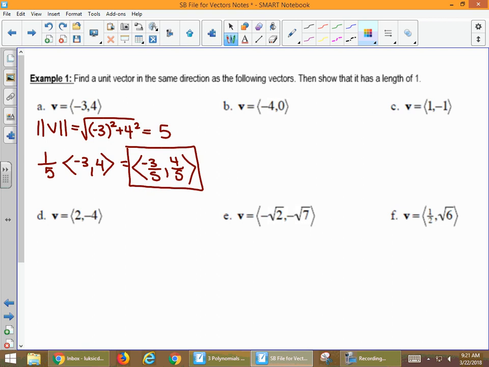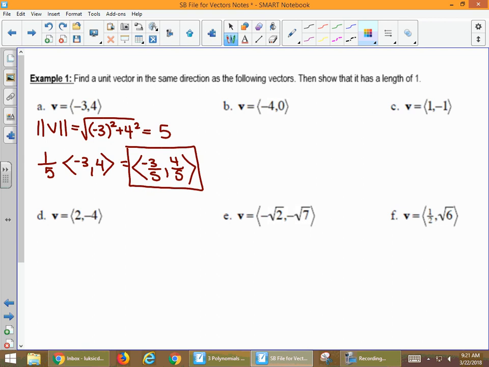There's your unit vector. Want to make sure it's a unit vector? I actually used to have this in the notes. If you find the magnitude of this guy, it's 1. If you do negative 3/5 squared plus 4/5 squared and take the square root, you get 1. So that's a way to double check that you really have shrunk your vector down to a unit vector. Make sure your magnitude is 1.